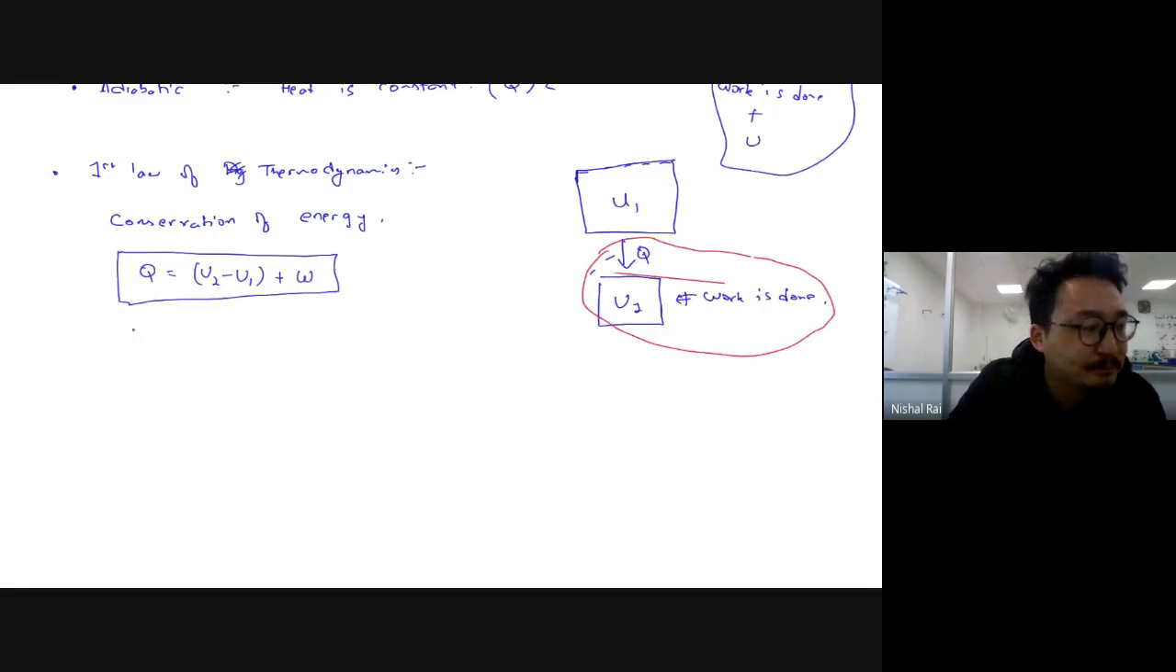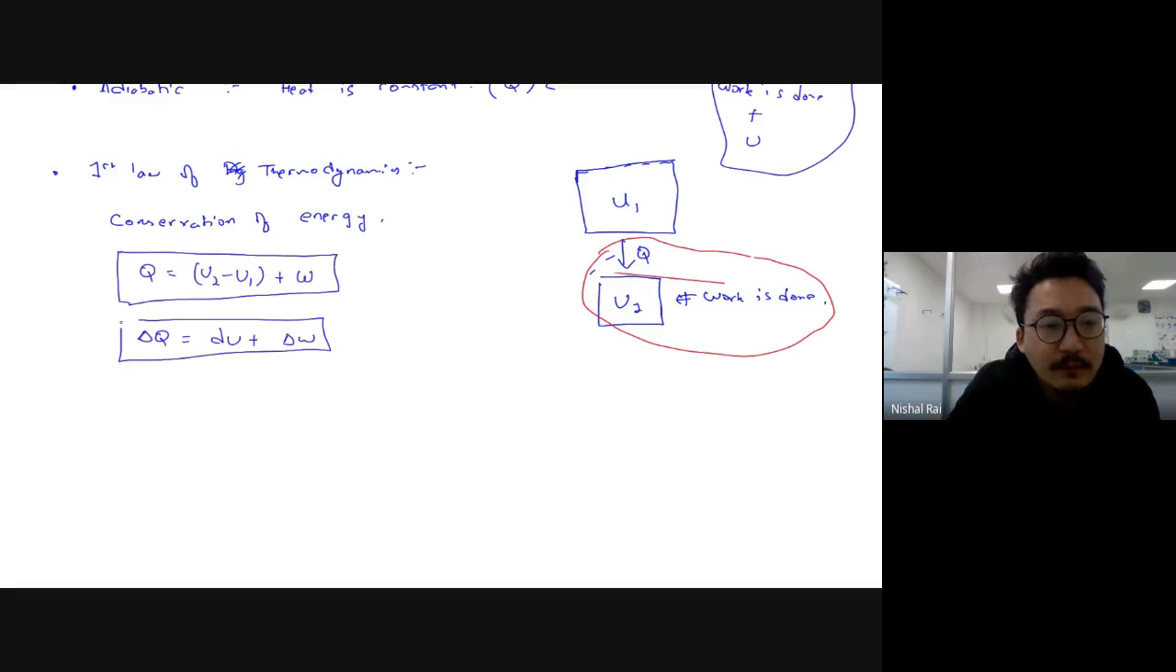Now for a very small change in state, you can write this in the form of a differential form. Basically, change in heat will be equal to dU plus change in work done. This is basically your first law.